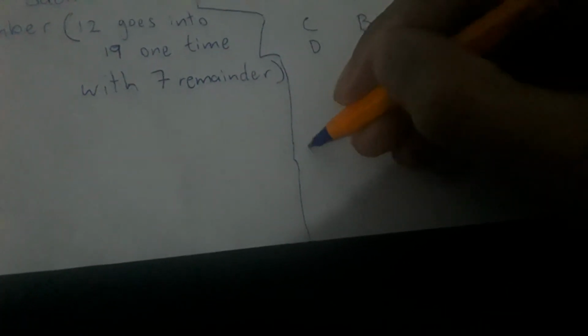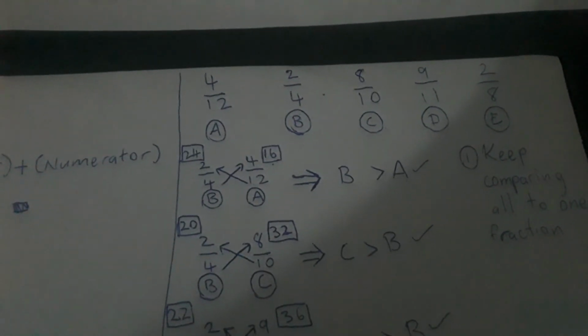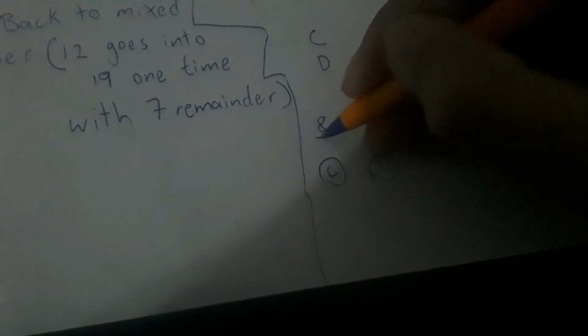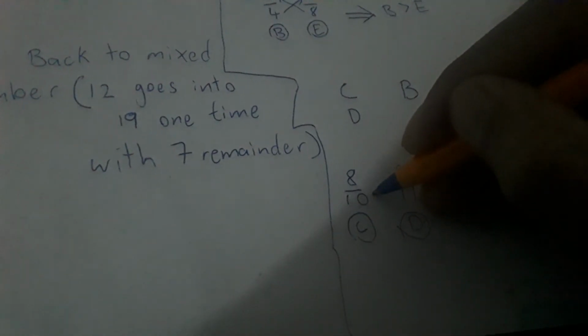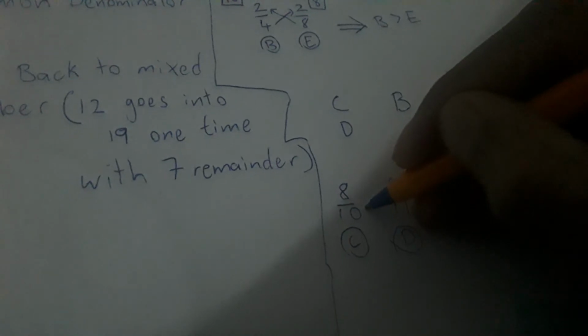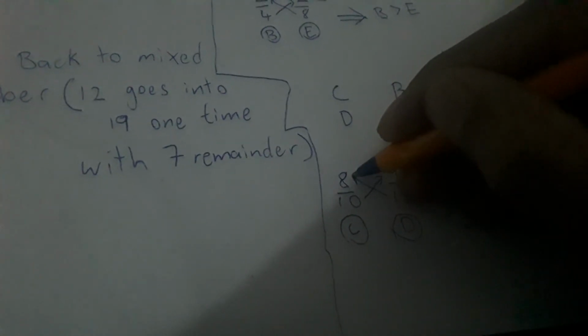So what we can do is use the same method we used to compare them all, and compare them together one more time. We're going to compare C and D first. The fractions we had for C and D are 8 over 10 and 9 over 11. So if we come here, 8 over 10 and 9 over 11, then we can cross multiply.